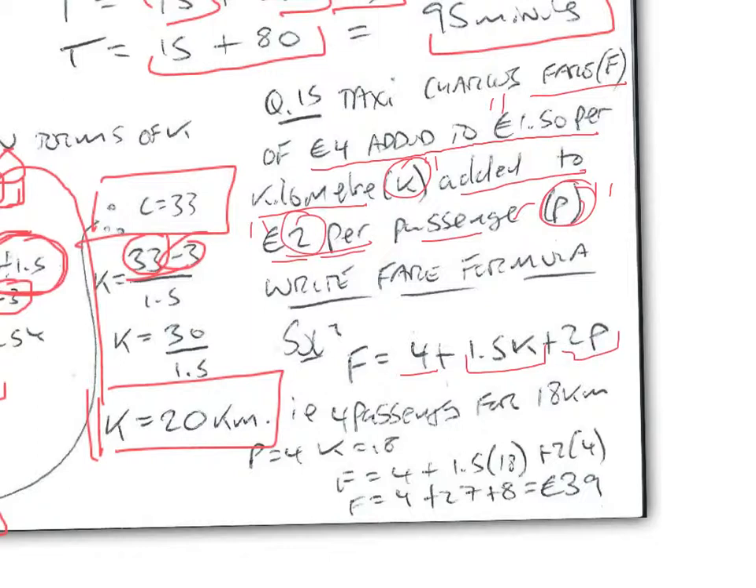So, for example, the fare to take 4 passengers 18 kilometres, meaning that P is equal to 4 and K is equal to 18, would be 4 plus 1.5 by 18 plus 2 times 4. So that fare is equal to 4 plus 27 plus 8, €39.